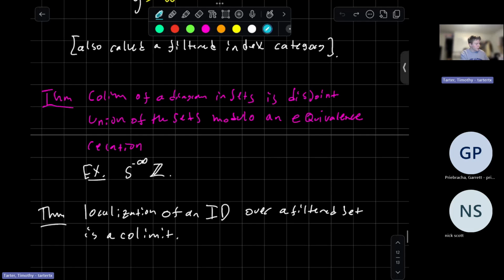We talked about filtered sets. So here's the thing that Vakil says about colimit. An element of a colimit can be thought of as an element of a single object in the diagram, and an element of a limit can be thought of as a family of elements of each object in the diagram which are compatible. An element of a colimit has a representative that is an element of a single object in the diagram.